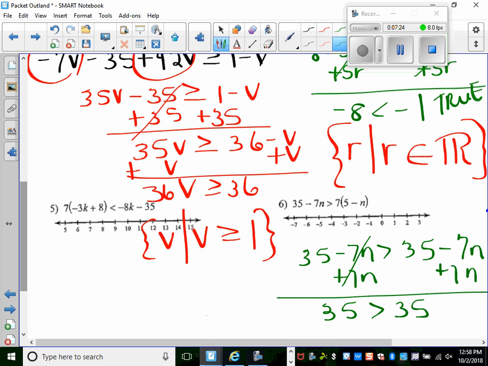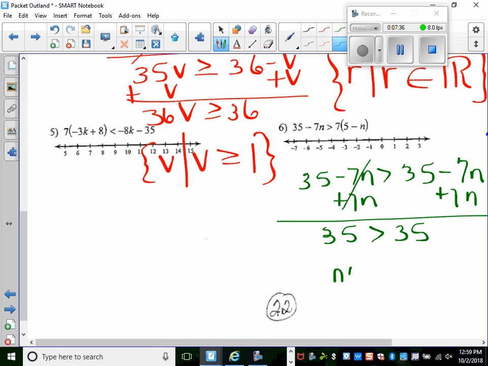Okay, that's not true. Now, if it had an equal sign under it and it says greater or equal, it would have been true. But by it saying 35 is greater than 35, you simply write no solution. You don't need to put it in set builder notation. That's it. Okay, that is not a true statement. 35 is equal to itself, but not greater than itself.